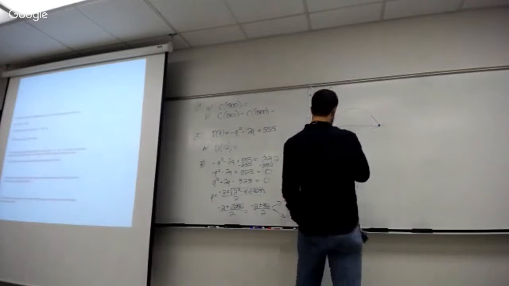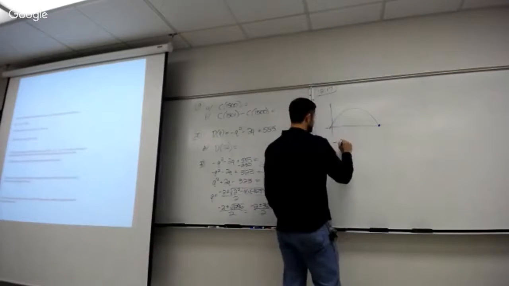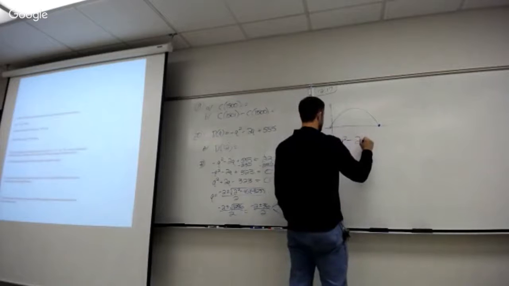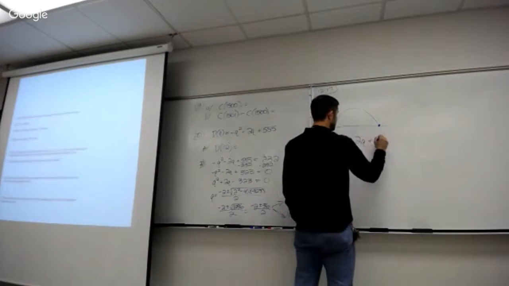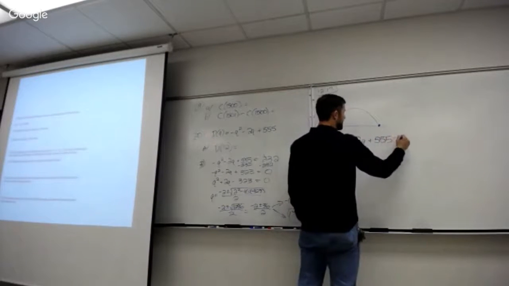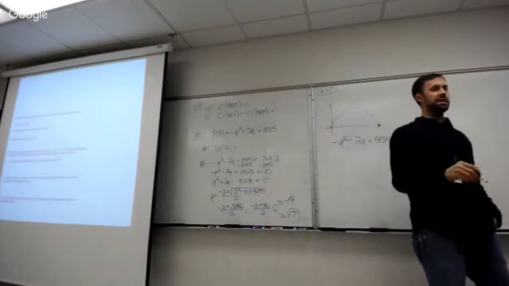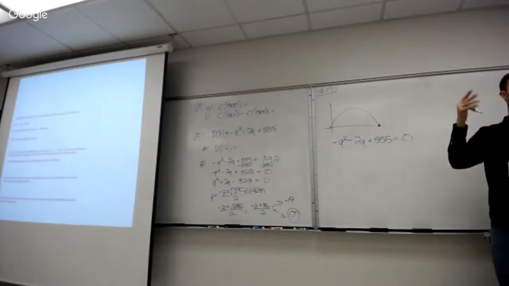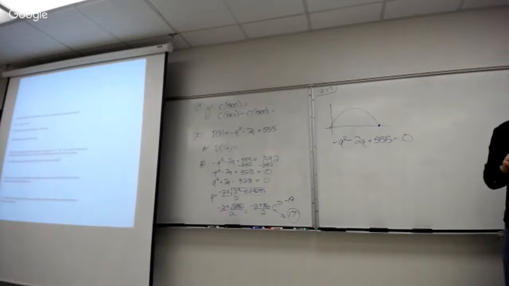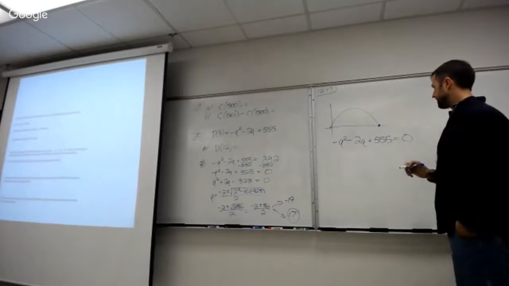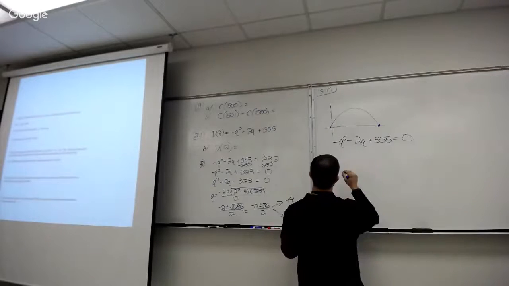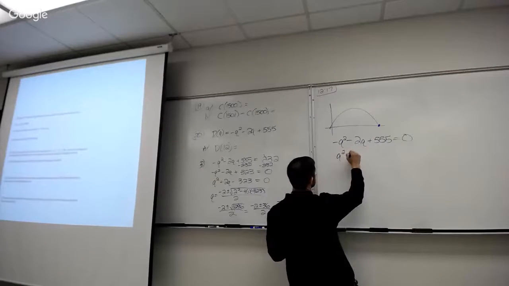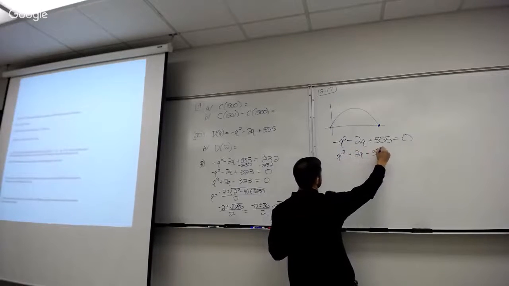Well, what does that even mean? The price is 0? What happens if the price is 0? What are we doing with our items? We're just giving it away for free, standing on the street corner. Here you go. So again, I would change all my signs. Q squared plus 2q minus 555.